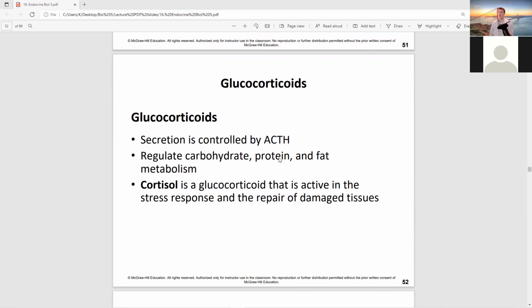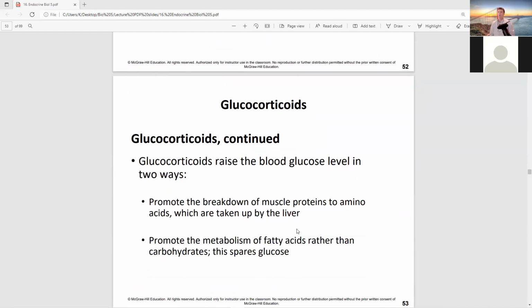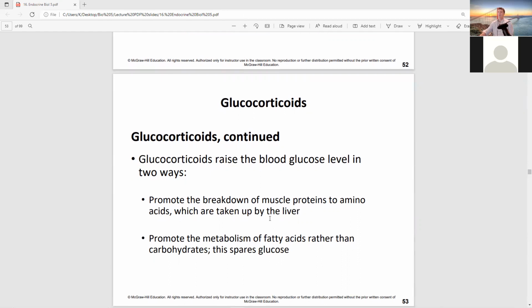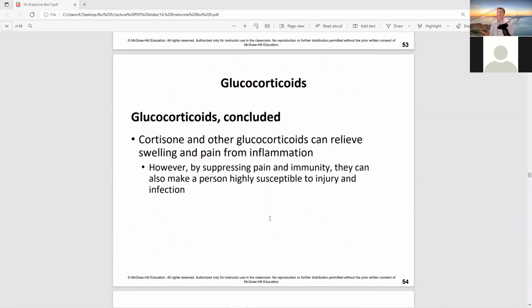Cortisol is a glucocorticoid that is active in the stress response and the repair of damaged tissue. Glucocorticoids raise the blood glucose levels in two ways. They promote the breakdown of muscle proteins to amino acids, which are taken up by the liver. They promote the metabolism of fatty acids rather than carbohydrates, so this spares glucose. Cortisone and other glucocorticoids can relieve swelling and pain from inflammation. However, by suppressing pain and immunity, they can also make a person highly susceptible to injury and infection.